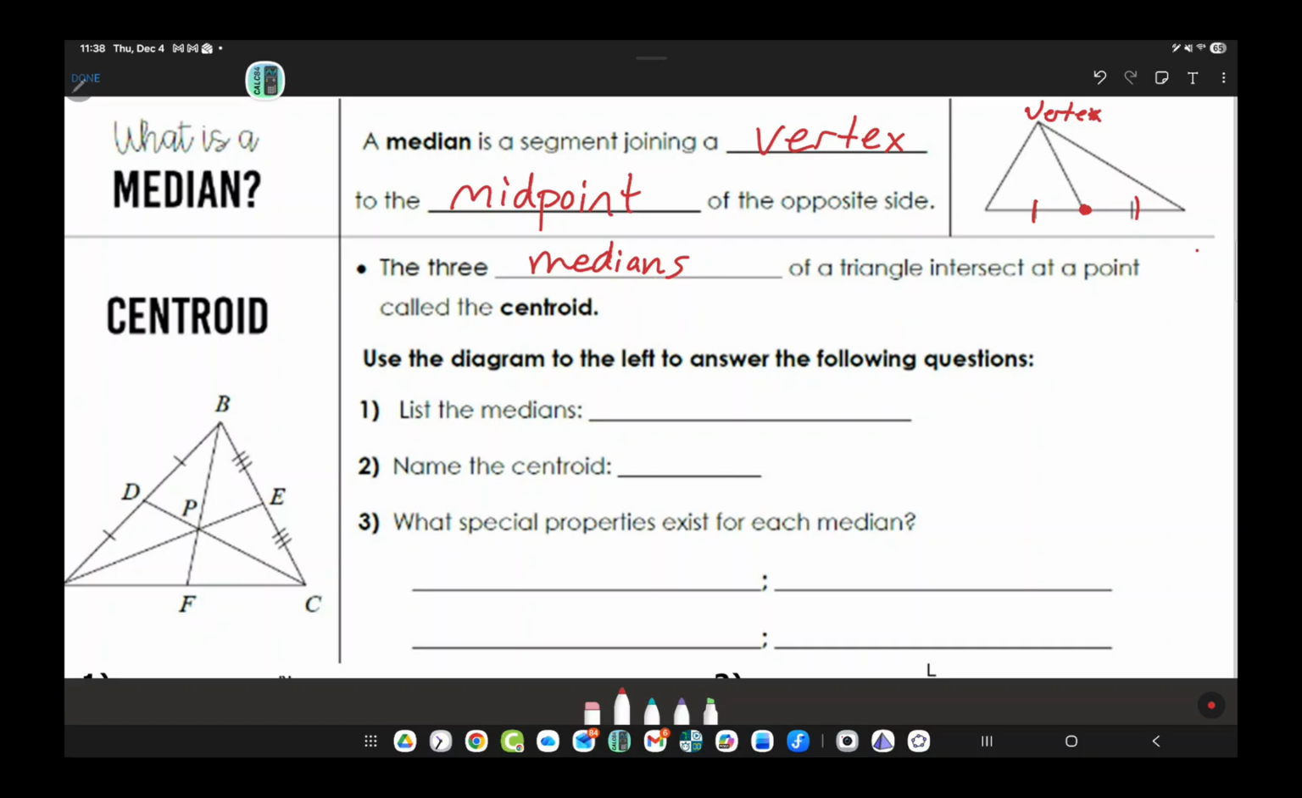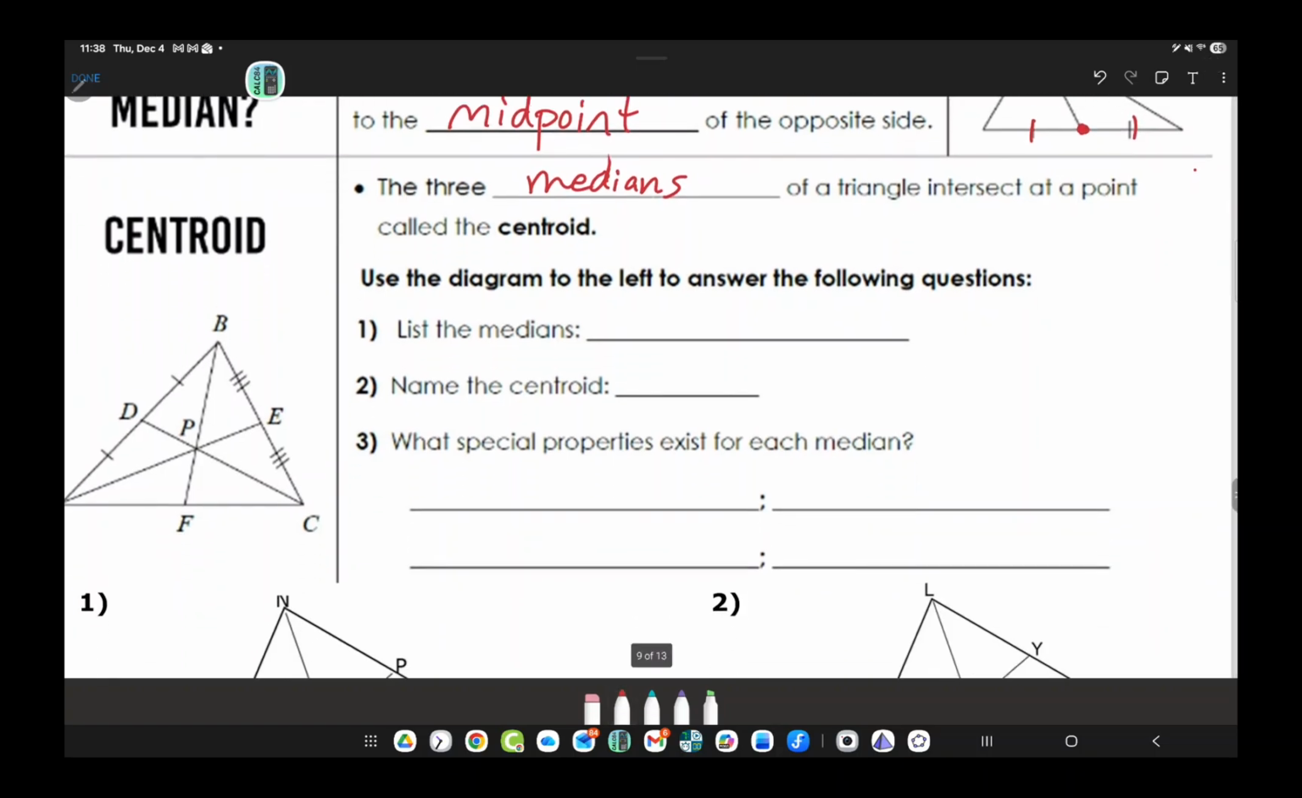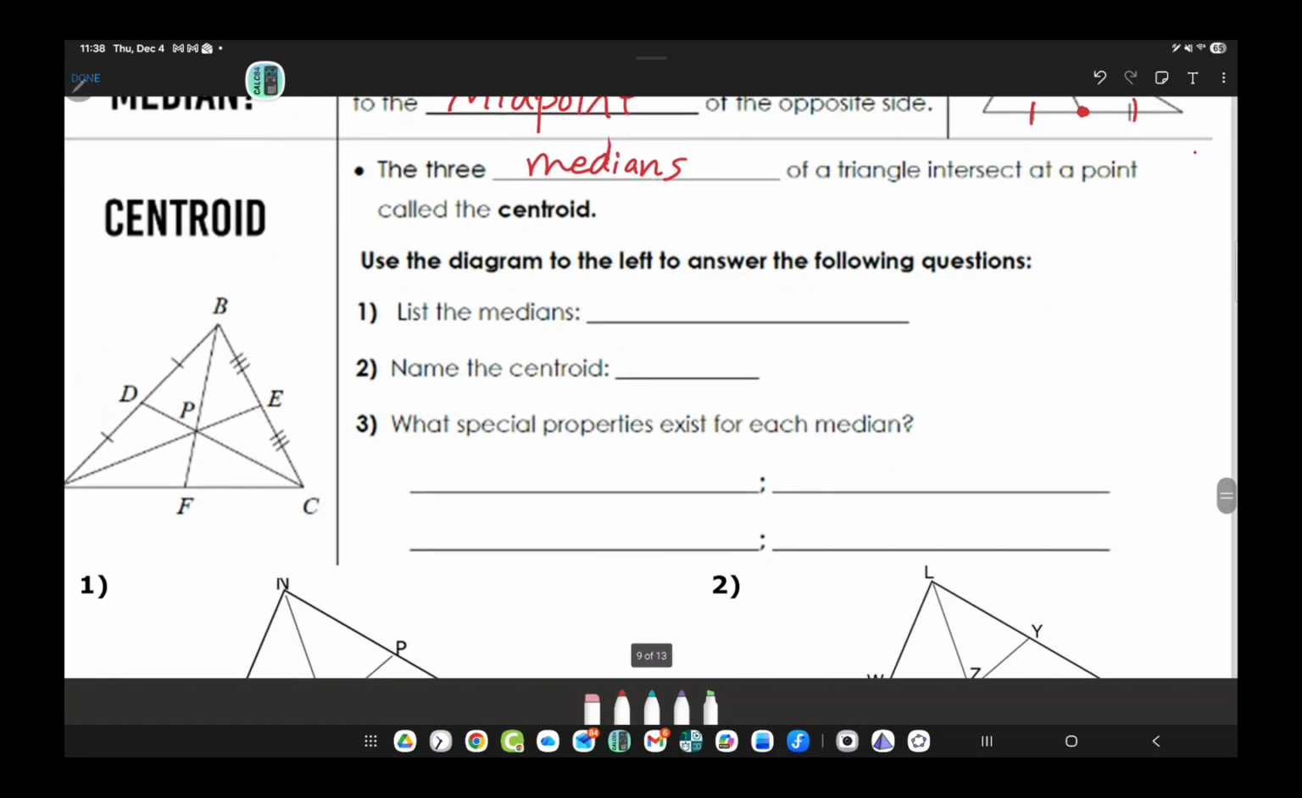Now, this is where it gets a little fun. So, usually our center, such as orthocenter and circumcenter, is equidistant to either the vertices or to the sides. So remember, if it's circumcenter, it's equidistant to the vertices. If it's orthocenter, it's equidistant to the sides. Centroids have a ratio type relationship.